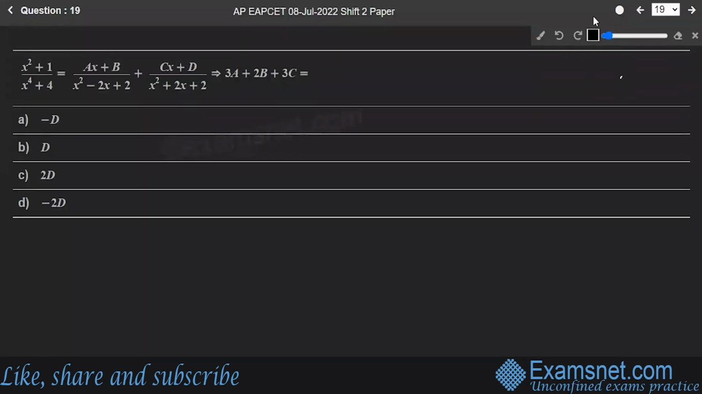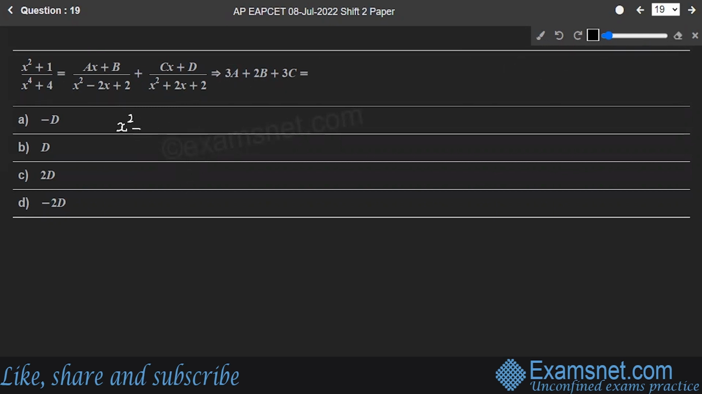Question number 19: (x² + 1)/(x⁴ + 4) is equal to this whole expression. Then you have to find out 3a + 2b + 3c. So basically what you have to find out is a, b, c. That's it. Okay. Easy question, right?